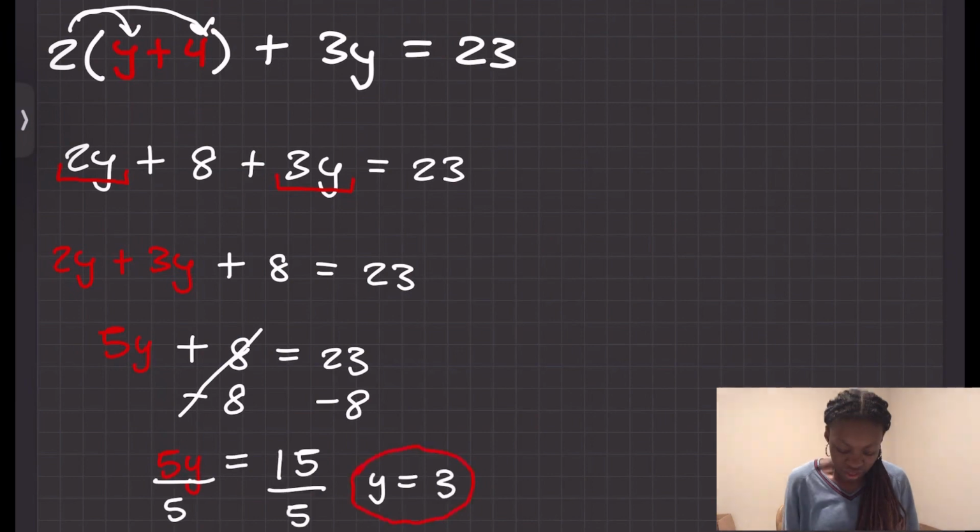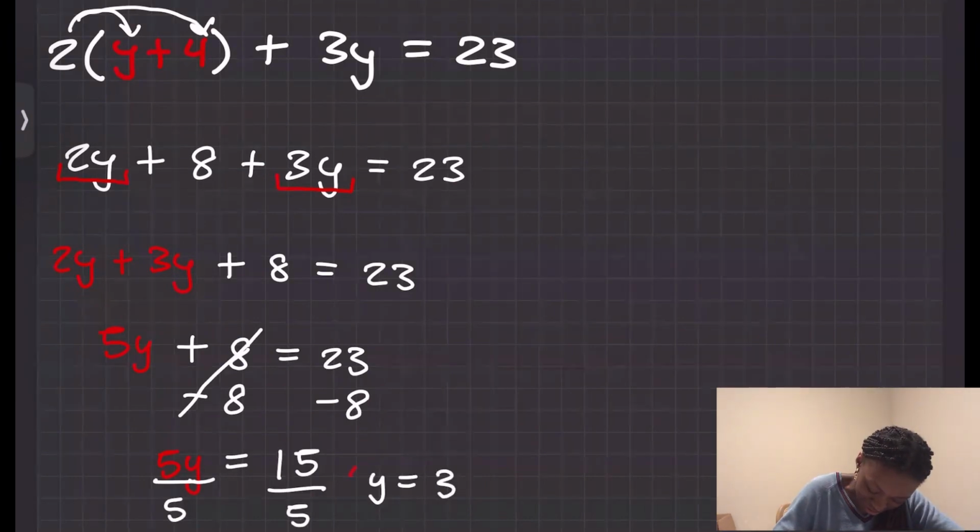Okay? My hands are a little shaky because I had some coffee this morning, so it's hard for me to draw a stable circle.